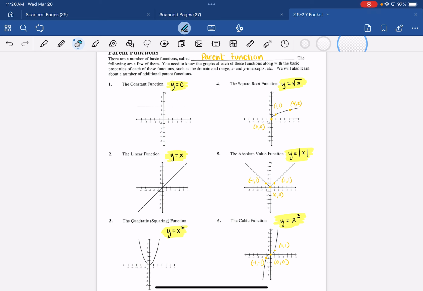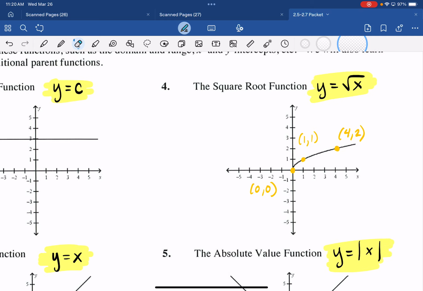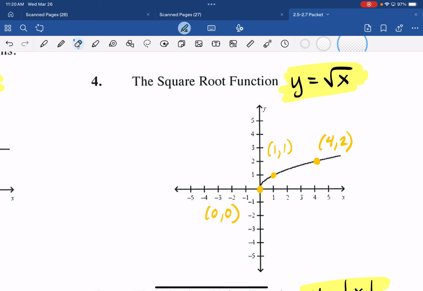So the only 3 new ones you have to worry about are these 3. I'll zoom in now. On this top one, for example, I'm giving you 3 points that are most helpful for that graph. It kind of looks like that half arc. We saw this one when we were talking about the domain and range and the increasing and decreasing. That's the square root function.